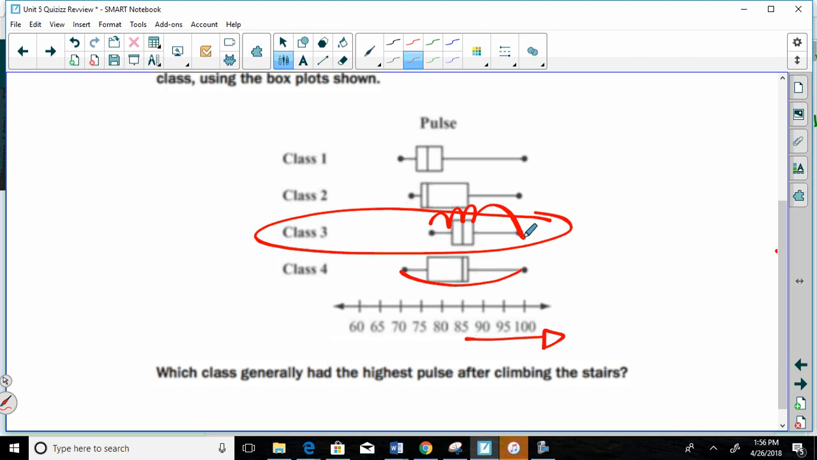So what about class 4? This is 25% of your data, which is pretty low. From here to here is 25, from here to here is 25, and from there to there, it's only 25%. So that means 75% of your data is right here, which is pretty low.